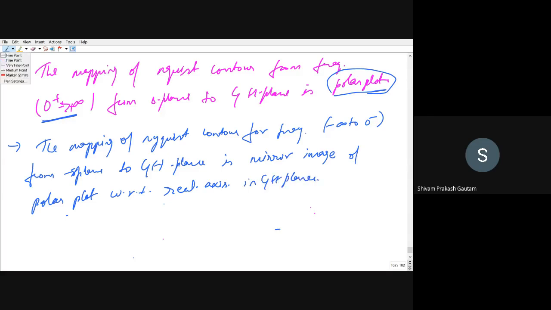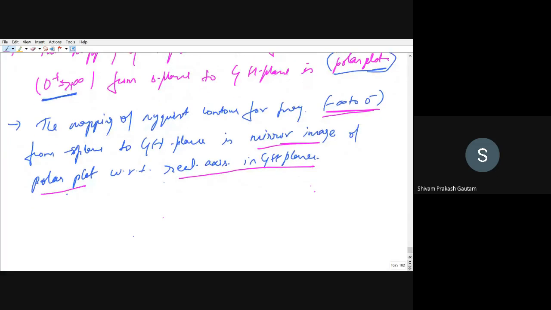What does this mean? If you go by the definition, the mapping of the Nyquist contour for frequency minus infinite, that is for negative frequency, is the mirror image of the polar plot with respect to the real axis in the GH plane. Suppose I am drawing the polar plot of any random system, and the polar plot is somewhat coming like this. This is omega equal to 0, this is omega equal to infinity. You can see that the starting angle is 0, and this is minus 180 degree.